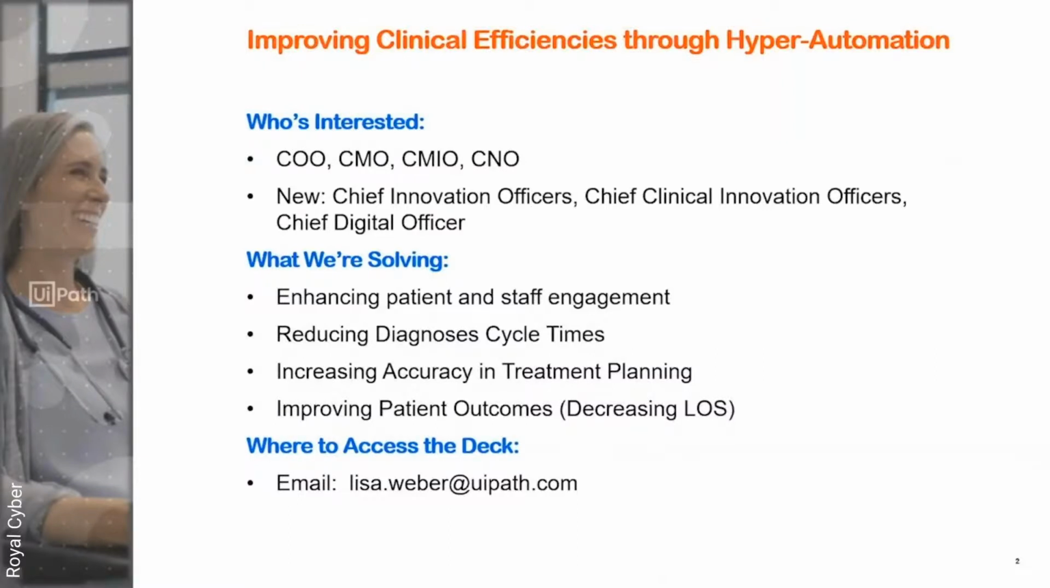The following videos we are going to show emphasize 4 key value drivers for improving clinical quality and effectiveness. These are removing the administrative burden on patients and employees, reducing the time it takes to diagnose patients, increasing the accuracy of treatment plans, and improving patient outcomes. For example, decreasing the length of stay or reducing readmission rates.